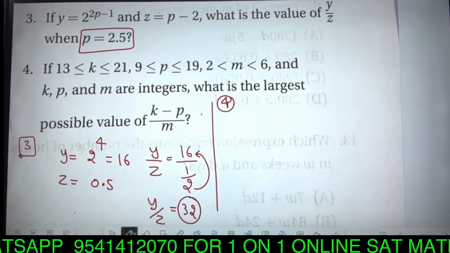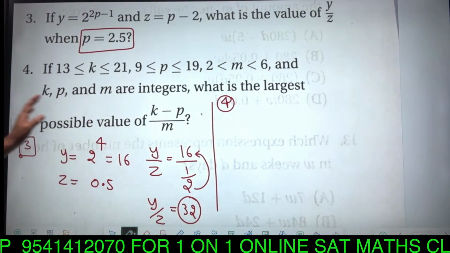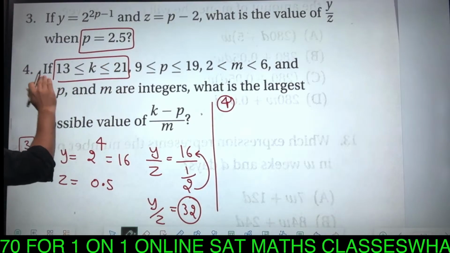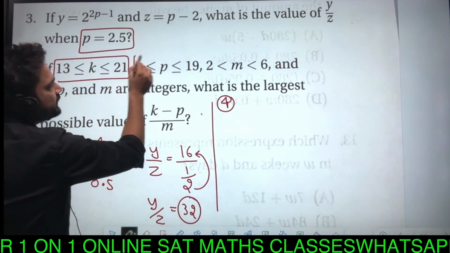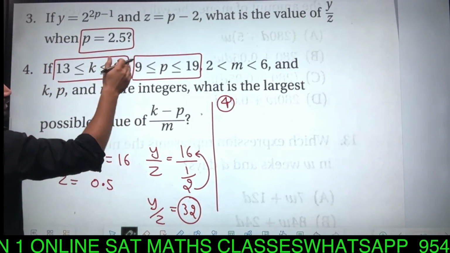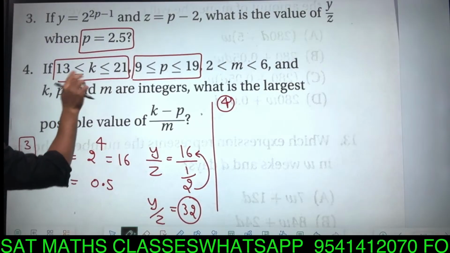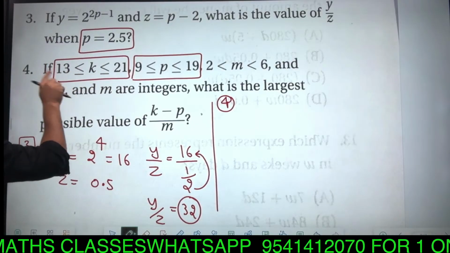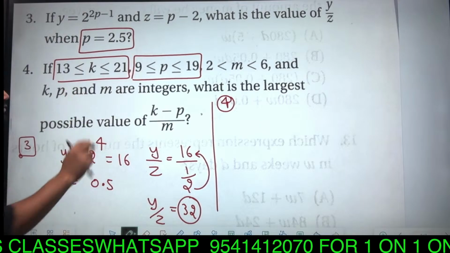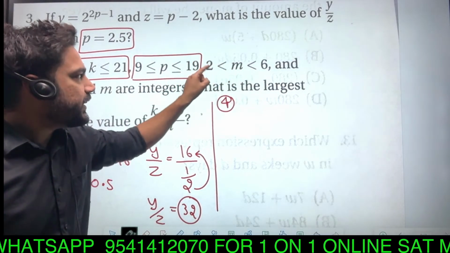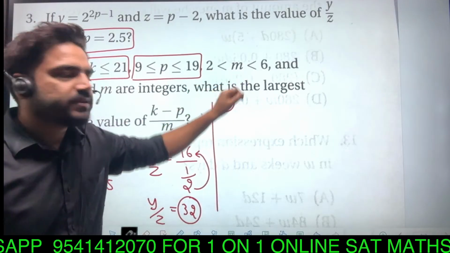In question number 4 they are saying that the value of k is between 13 to 21, and value of p is between 9 to 19, and you can also see we have an equal sign also. It means we have to consider 13 value also, 21 value also. And they are saying that the value of m is between 2 to 6, but here you can clearly see the equal sign is not there.